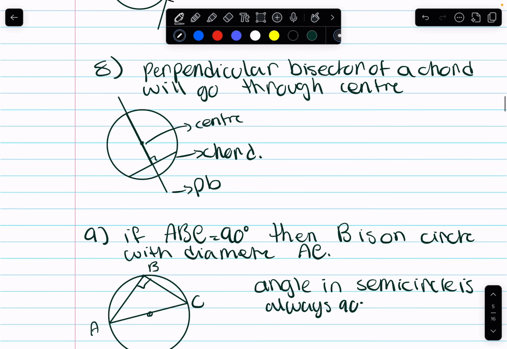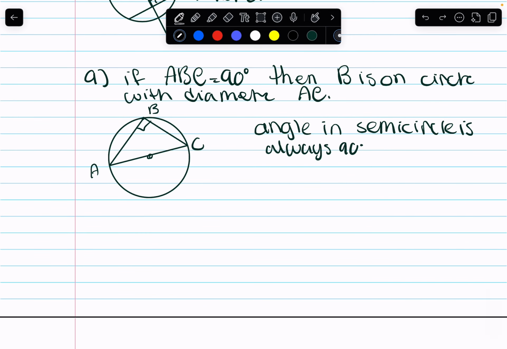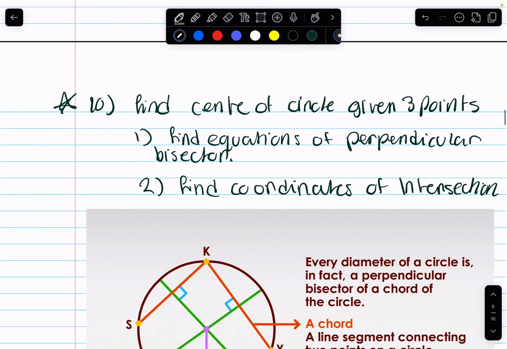The perpendicular bisector of a chord will go through the center. As you can see here, if we have a chord, which is any 2 points on a circle, you have a perpendicular bisector, it must go through the center. If you have the triangle ABC, and B is 90 degrees, then your circle must be on the diameter, meaning AC is the diameter of the circle. Angles in semicircles are always 90 degrees, so it doesn't matter where it is, it's always 90.